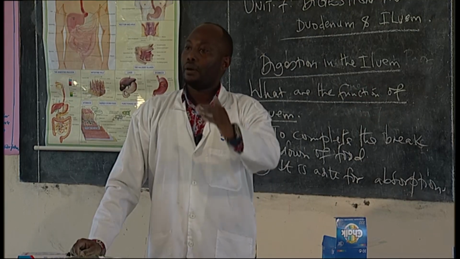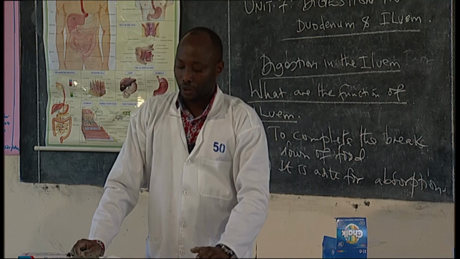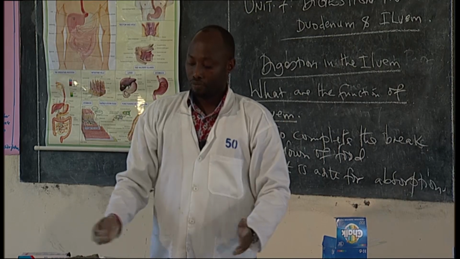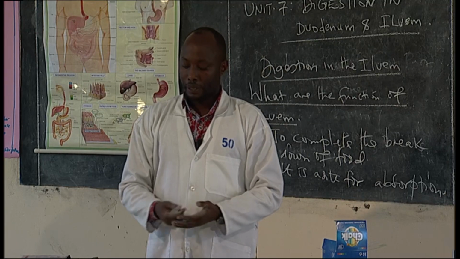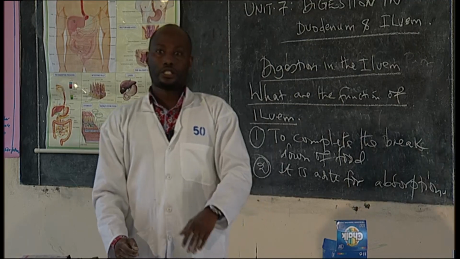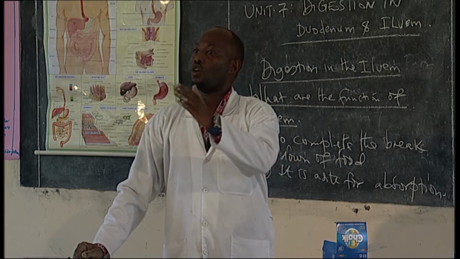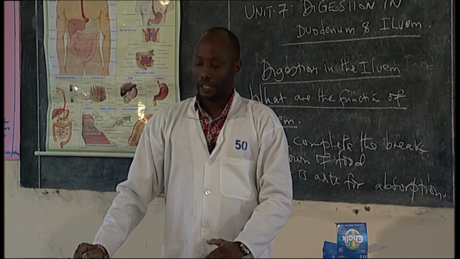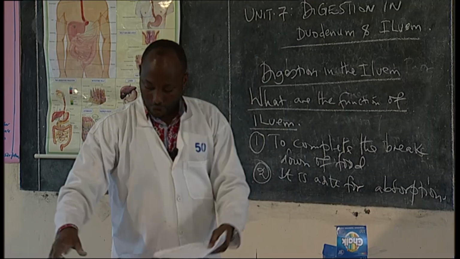In the lining of the small intestine, we have what you call the epithelial lining, which normally has special cells. These special cells are called goblet cells, which secrete mucus. This mucus is very important to protect the wall from being attacked by hydrochloric acid. All right. So write the function of it. Take that note.